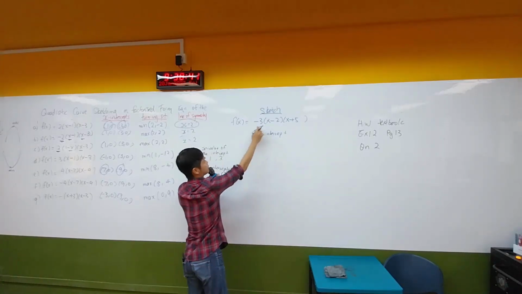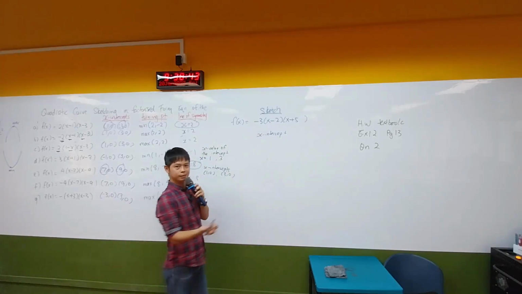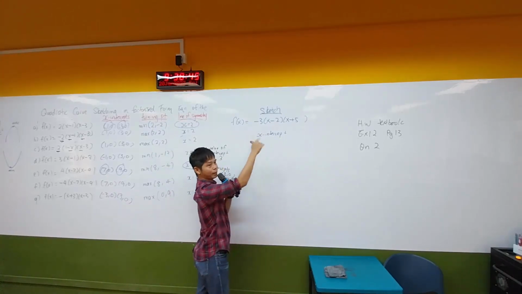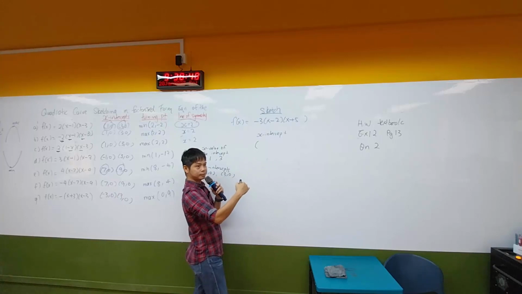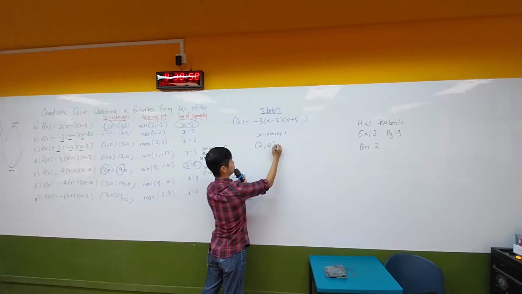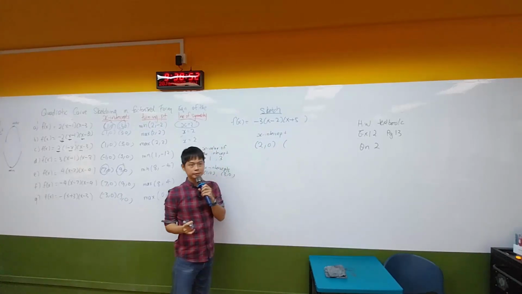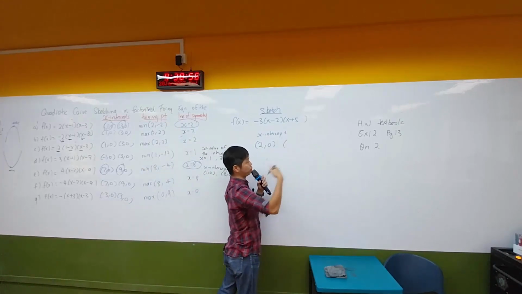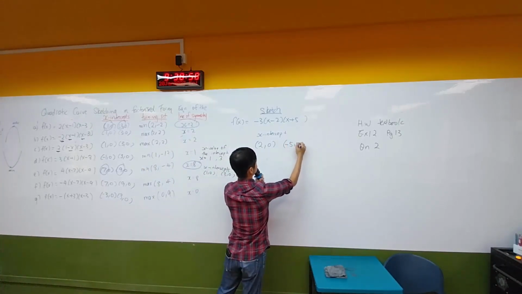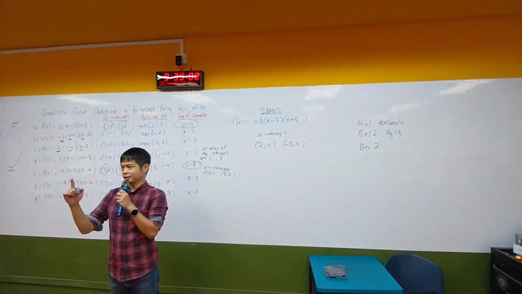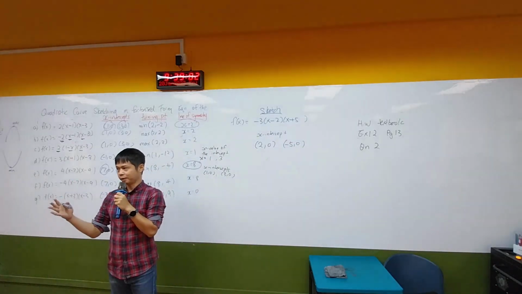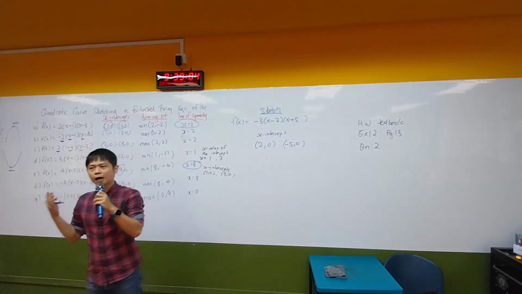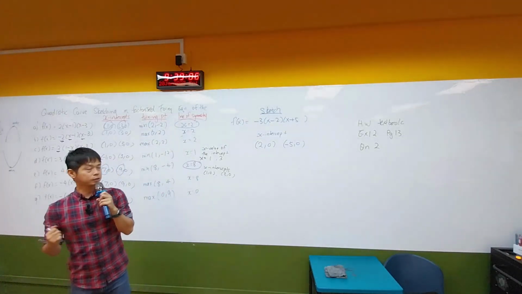Looking at this now, what is the x-intercept? This is -2, right? So the x-intercept is (2, 0). And the second x-intercept, this is +5, right? So we put the opposite, (-5, 0). That's the first part of today's lesson. You have to remember. The second part is, how then do I find the turning points?